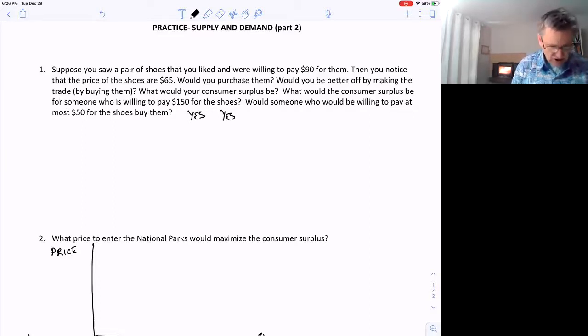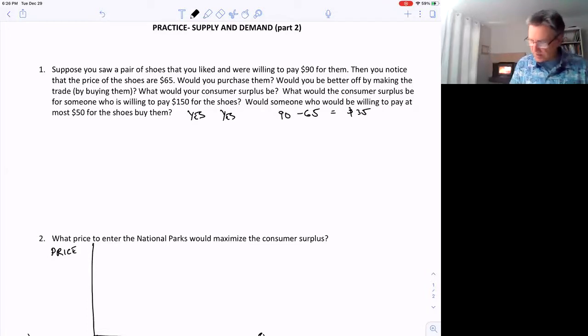And there's some consumer surplus. What would that consumer surplus be? Well, it would be the $90 minus the $65. We can measure that value, what's called the consumer surplus, between the price you pay and what you're willing to pay, which is then $35.